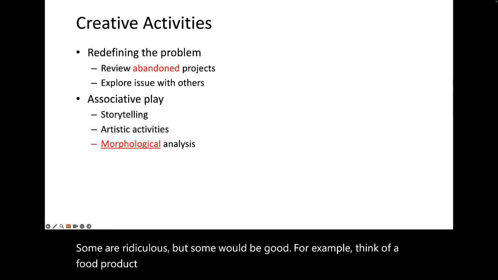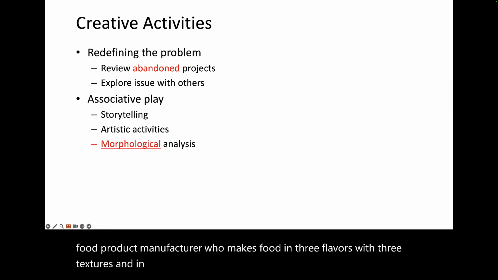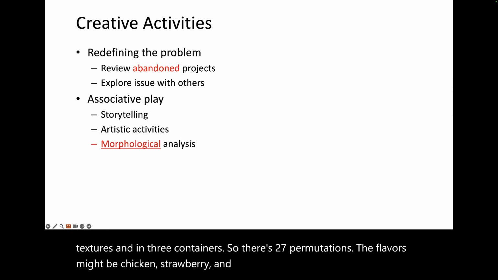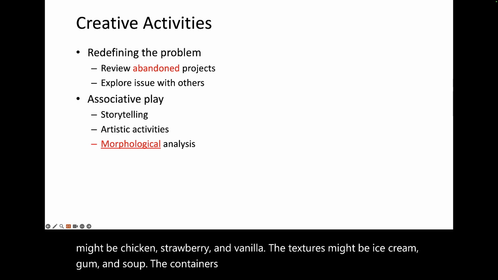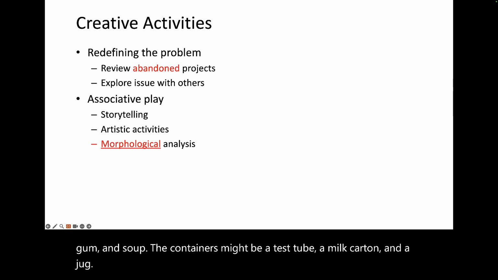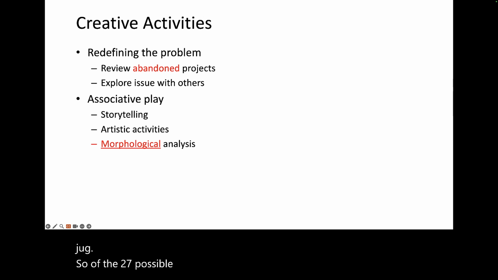The flavors might be chicken, strawberry, and vanilla. The textures might be ice cream, gum, and soup. The containers might be a test tube, a milk carton, and a jug. So of the 27 possible permutations, the morphological analysis can be conducted. Now, chicken-flavored ice cream in a test tube would be sort of bad, but we all know that vanilla-flavored ice cream in a carton is definitely good.